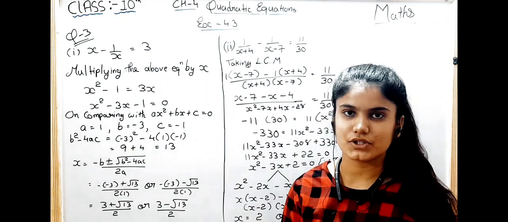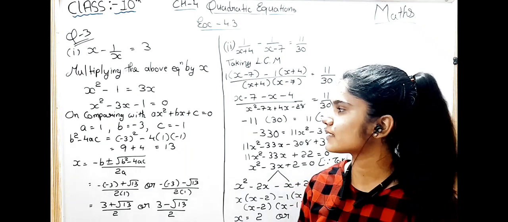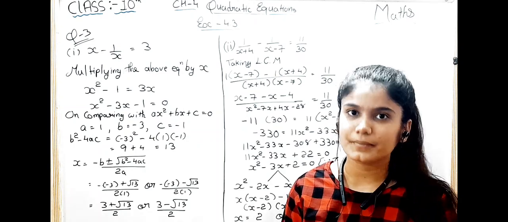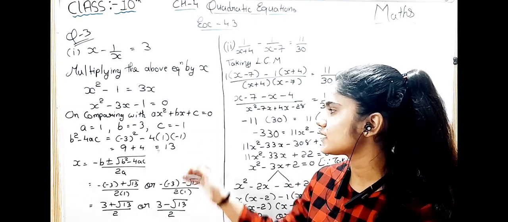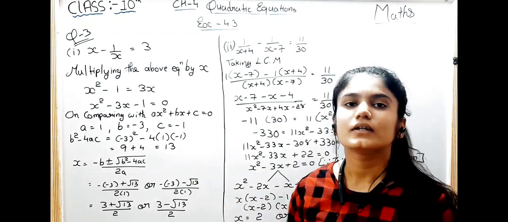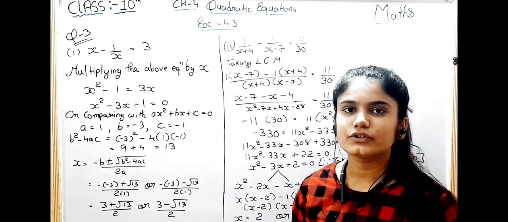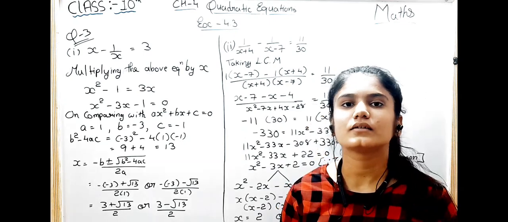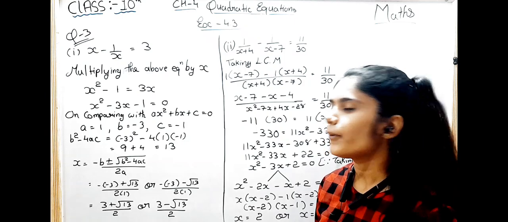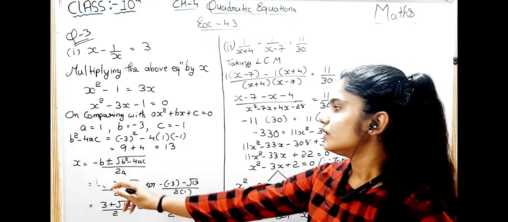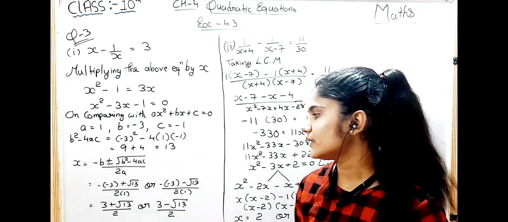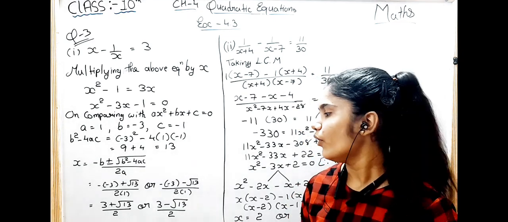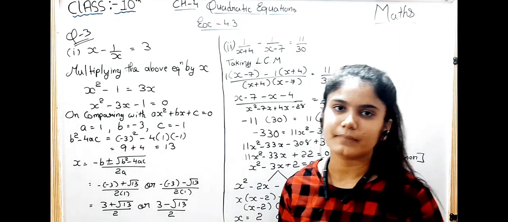On comparing this equation with ax square plus bx plus c is equals to 0, we get the values of a, b and c. Substituting the values of a, b and c in b square minus 4ac, we get the answer 13. For the roots, we will use the quadratic formula minus b plus or minus under root b square minus 4ac upon 2a. Substituting the values, we get the roots of x as 3 plus under root 13 by 2 or 3 minus under root 13 by 2.